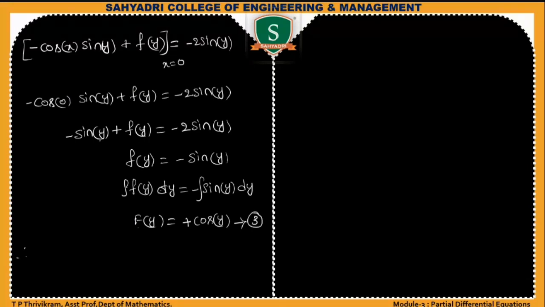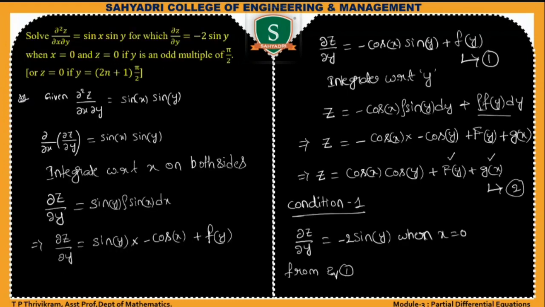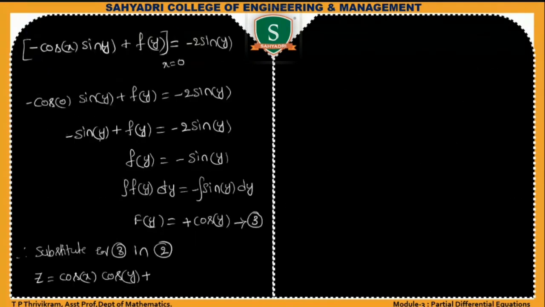Okay, substitute equation 3 in equation 2. So if you substitute 3 into 2, what happens? Z is equal to cos x cos y plus capital F of y. So capital F of y is cos y plus g of x. Okay, so take it as equation 4.